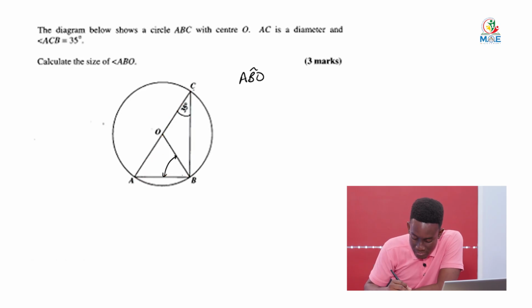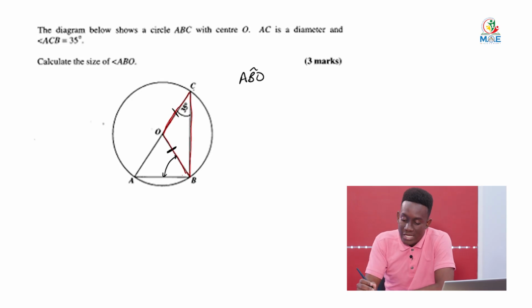So first of all, we know here is the center. Since here is the center, we know here is the radius and also here is the radius. Because here is the radius and here is the radius, we can conclude that this triangle formed here is an isosceles triangle.